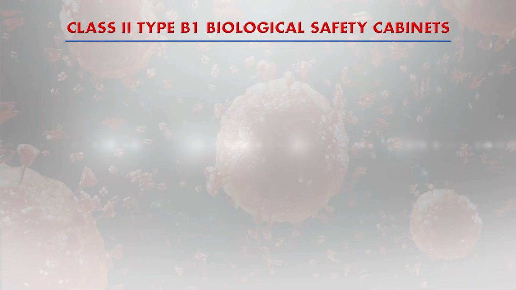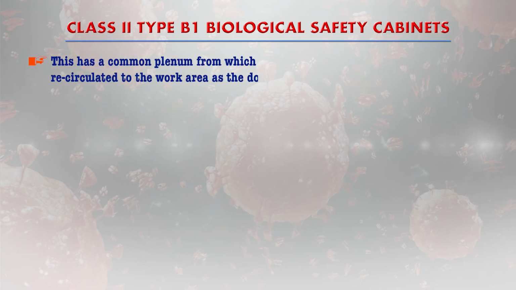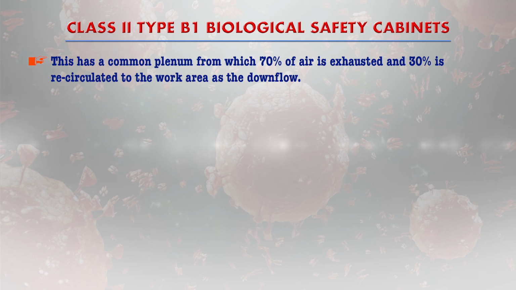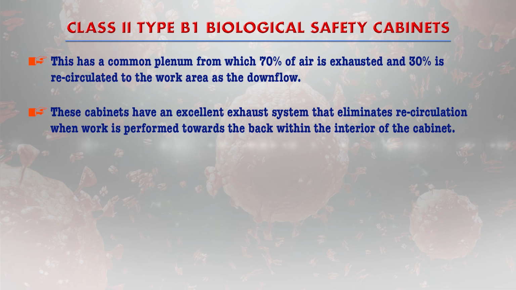So you have seen that in each level, when you are working with a different type of biohazard level, then different types of cabinets come into use. The class 2 type B1 biosafety cabinet has a common plenum from which 70% of the air is exhausted and 30% is recirculated to the work area as the downflow. These cabinets have an excellent exhaust system that eliminates recirculation when the work is performed towards the back within the interior of the cabinet.